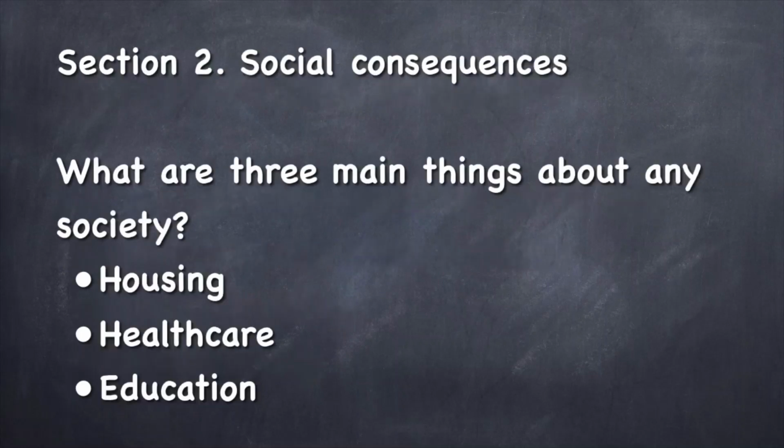Section 2, social consequences. This one is about people, right? So what are the 3 main things about any society? What are the 3 things that are most important for people? Well, number 1 is housing, number 2 is healthcare, and number 3 is education. What are the 3 essential things to anybody in any society? Housing, healthcare, and education. As you can see, we're using the power of 3.